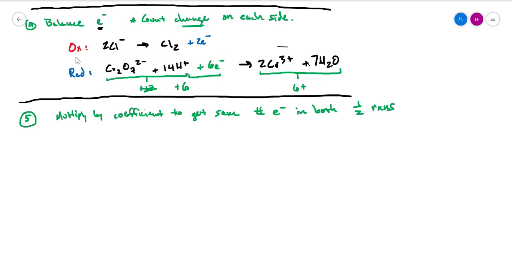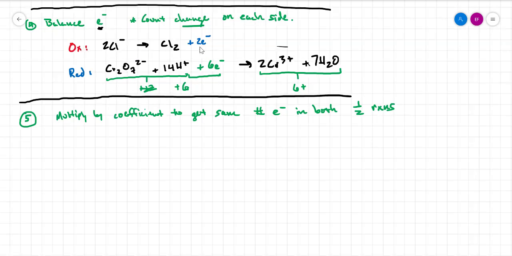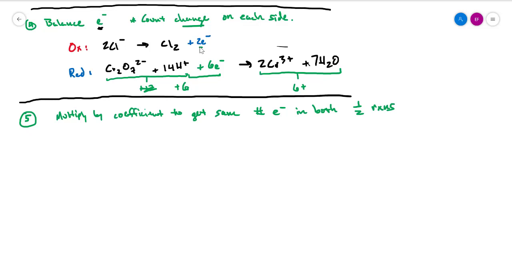So let's go up and poke around step 4 here. What we see is in the oxidation step, we've got 2 electrons being transferred here in blue, and then in the reduction step we've got 6. That can't be true. The same number of electrons have to be transferred in both, which means that we just need to multiply one of the half reactions by some multiple. Sometimes you'd have to multiply both to get a common multiple. In this case, it's pretty straightforward.